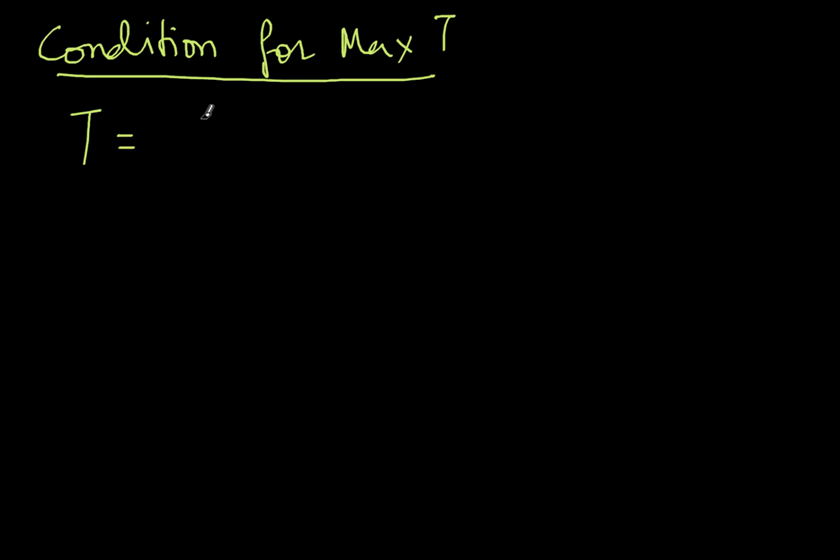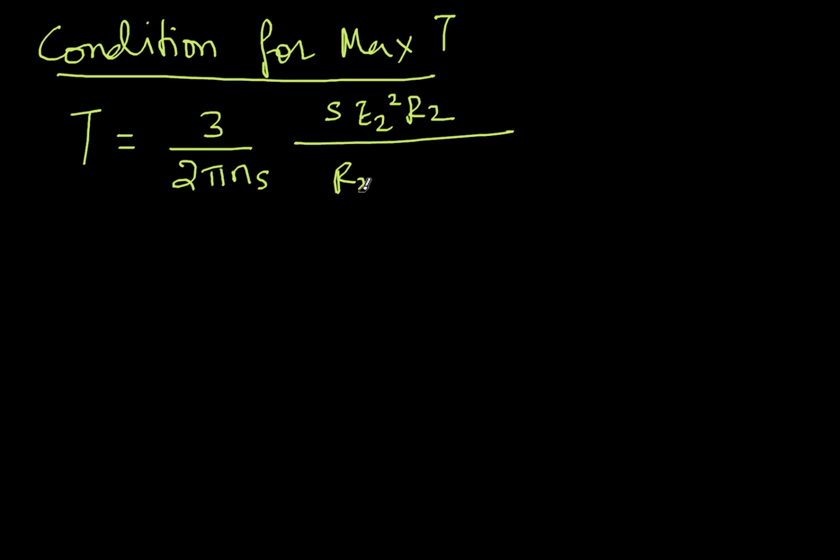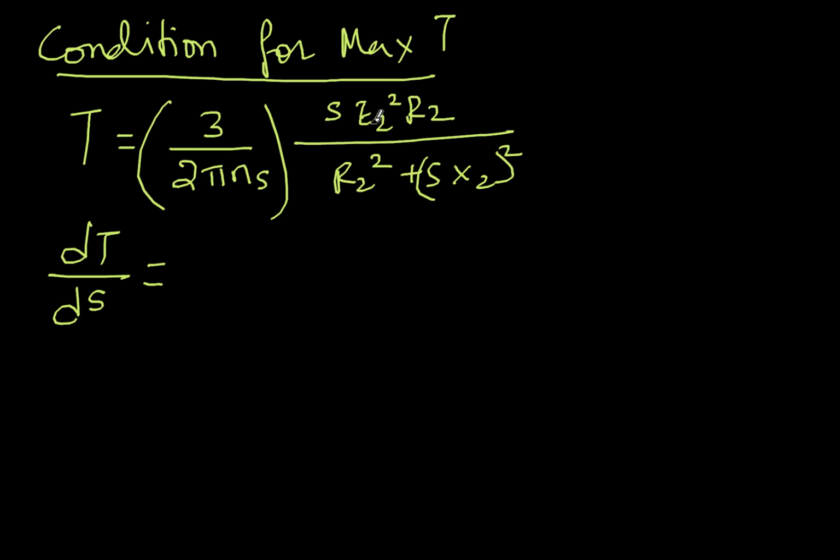As you know, torque is 3 by 2 pi ns, and then S into E2 square R2 divided by R2 square plus Sx2 whole square. Now I want to find the maximum value of this. How to find the maximum value? Simply differentiate it and equate it to 0. Here the variable for differentiation I am taking is slip. E2 is constant for the time being, so the only variable is S, R2 and these terms.